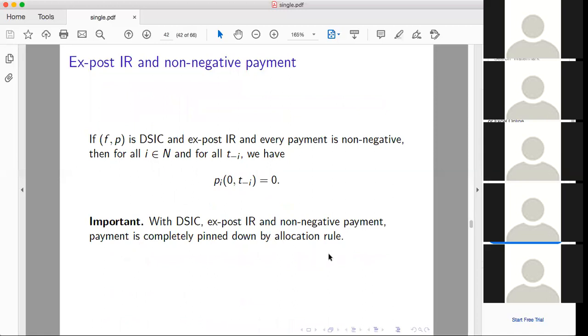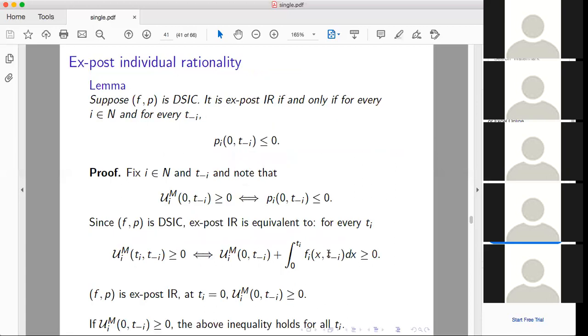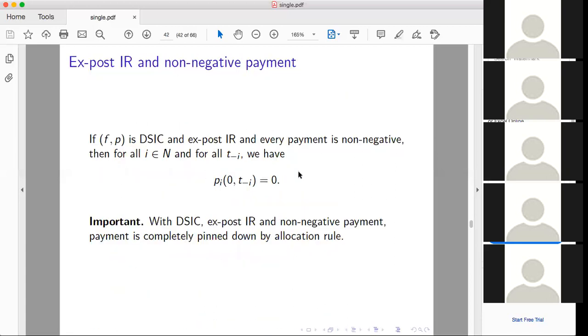Okay. So an immediate observation is that DSIC, ex post IR and non-negative payment is completely pinned down by the allocation rule. Any mechanism which is DSIC, ex post IR, and satisfies non-negative payment can be completely described by the allocation rule itself. That's because we have just shown that such a mechanism will satisfy pi 0 t minus i is equal to 0, right?